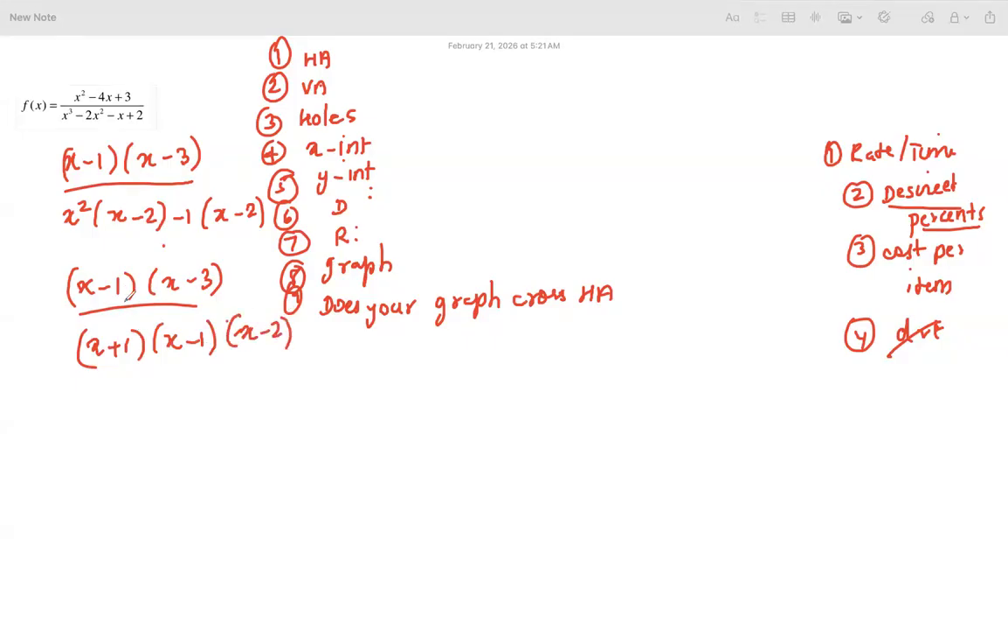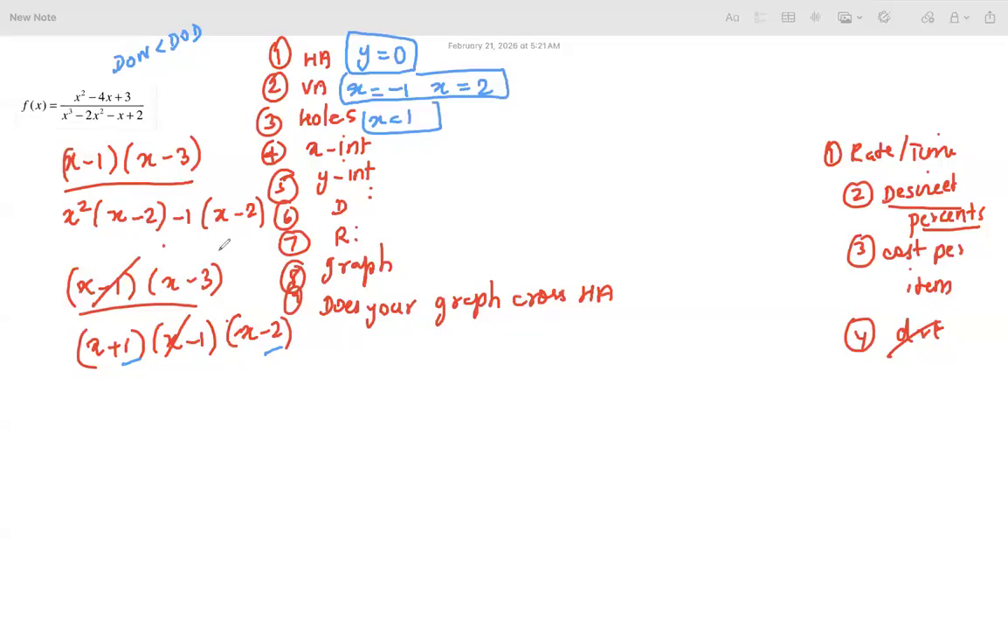Now after this, clearly you see the hole, it is getting cancelled. First of all, degree of numerator is less than degree of denominator. So horizontal asymptote is y equal to 0. Vertical asymptotes are minus 1 and 2, meaning x equal to minus 1, x equal to 2. Then holes. Do we have holes? x equal to 1 is a hole.